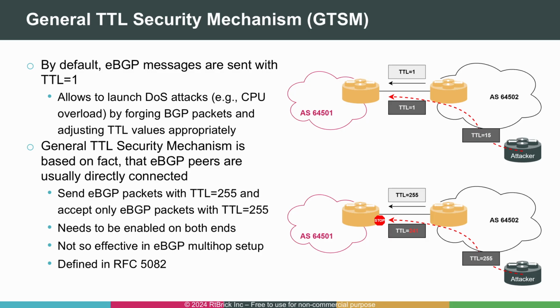In the diagram on the top right, we see an attacker located 15 hops away from the router under attack. If the attacker sends forged BGP messages with a TTL of 15, they will arrive at the target router with a TTL of 1. Because the router considers the packet to be valid, it must process it, potentially leading to CPU overload and a denial of service condition.